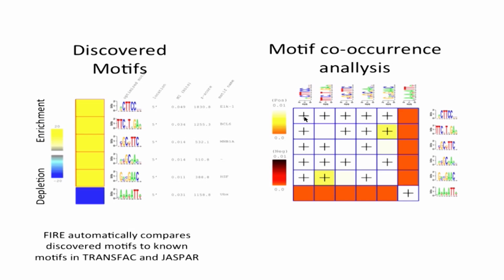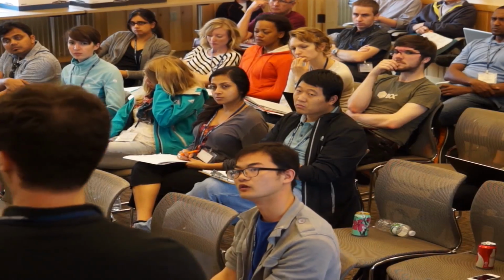Yes? I have a technical question. If your ChIP is against a certain protein, then you look for cofactors. Do you think it's necessary to extend your peak region a little bit? Yeah, so that's definitely a good question.